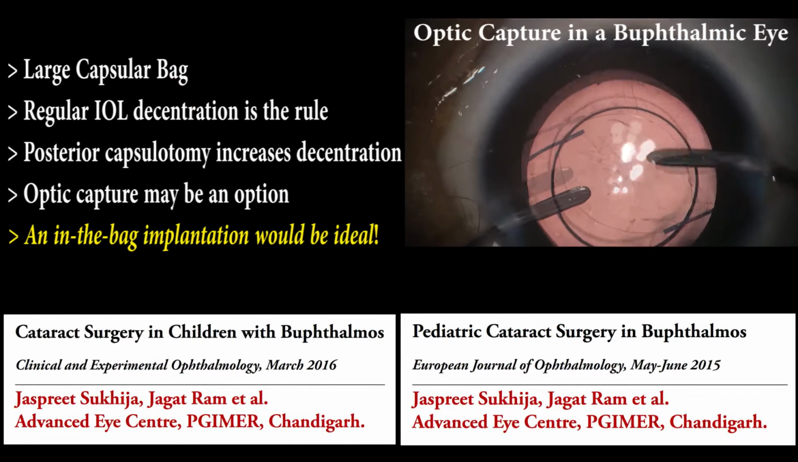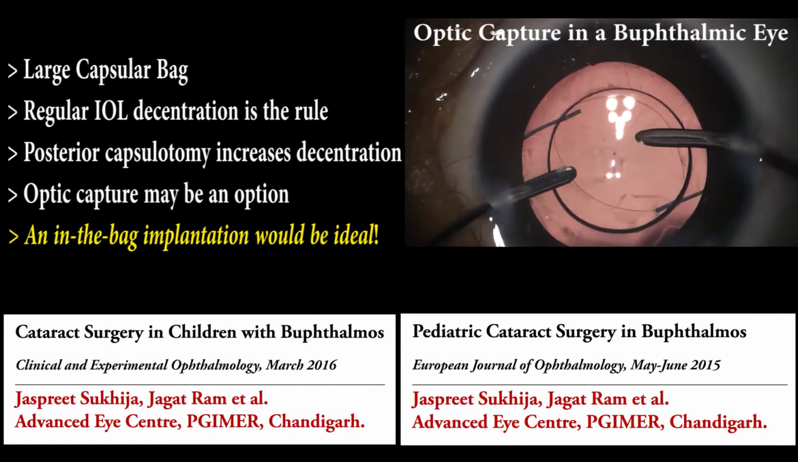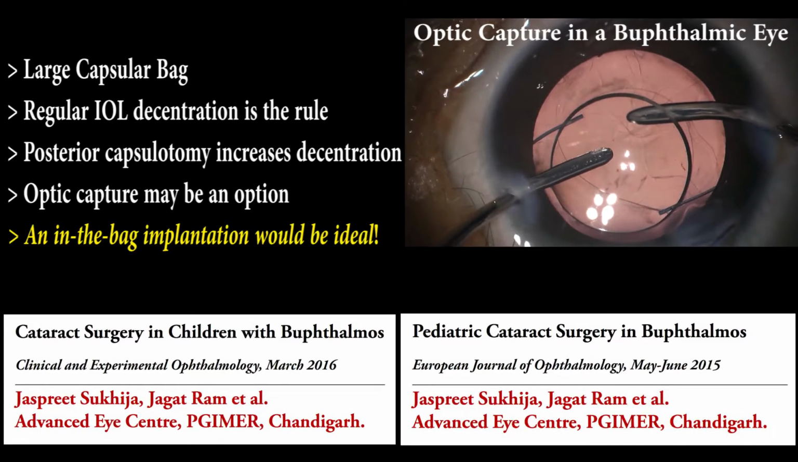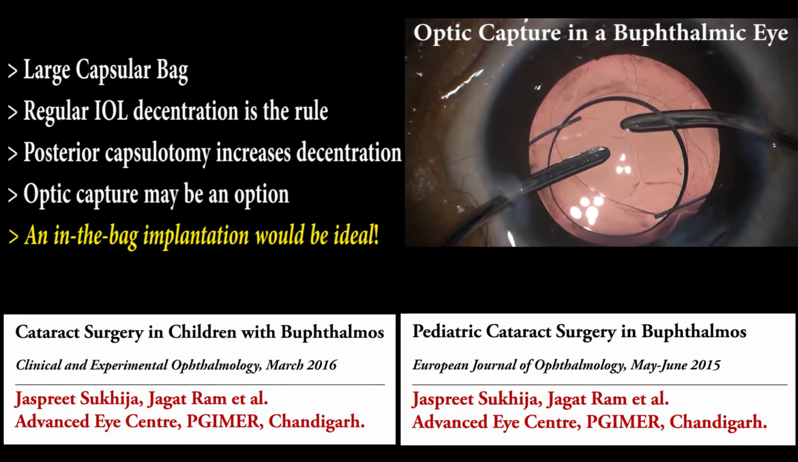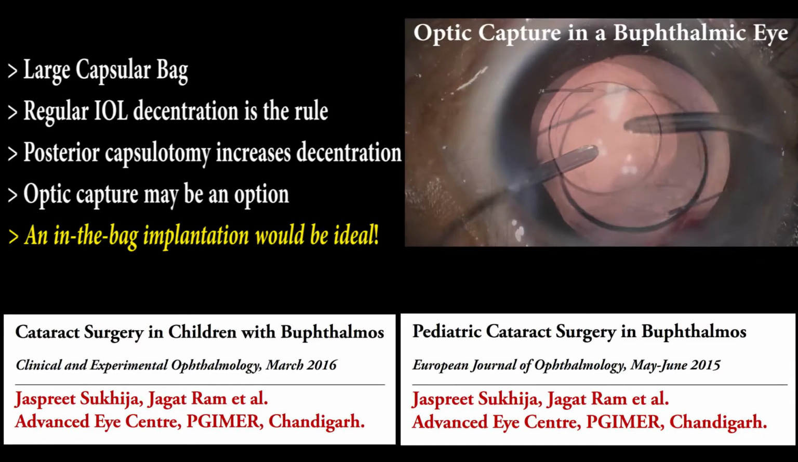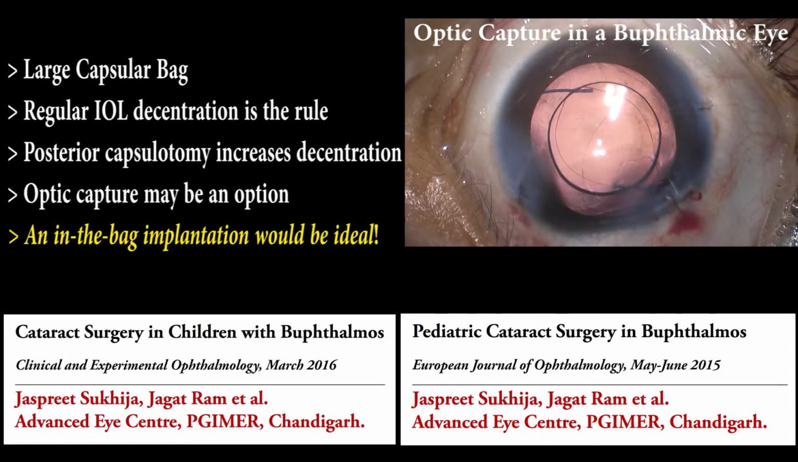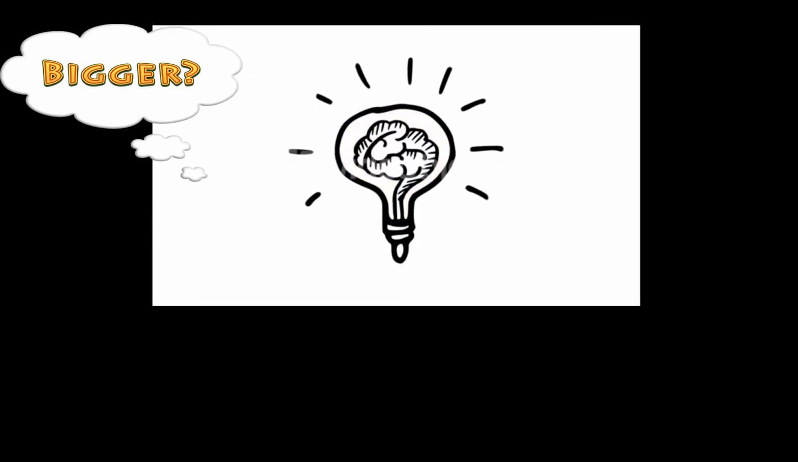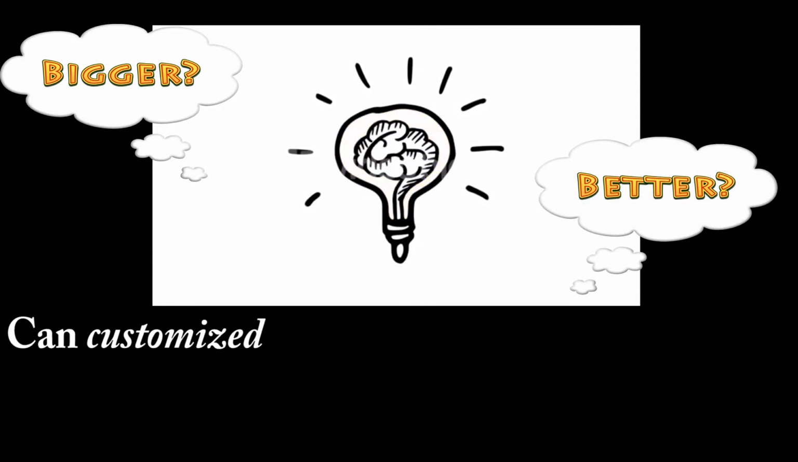Sulcus placement of a 3-piece IOL with optic capture in the rhexis margin has been previously described by us to achieve stability. However, an in-the-bag implantation is always considered ideal. This led us to think if a bigger, customized IOL could provide a better solution to this problem.